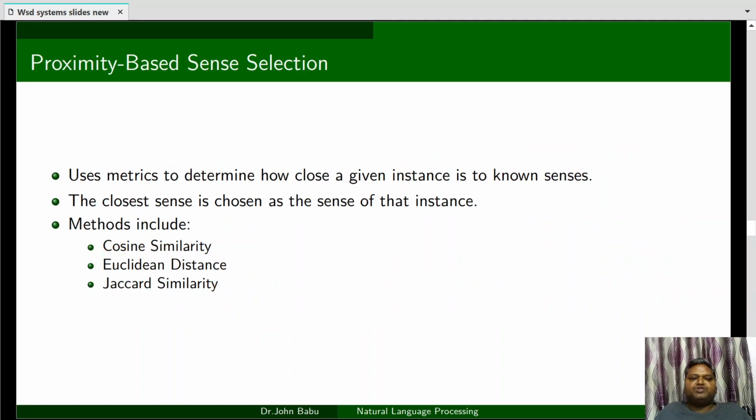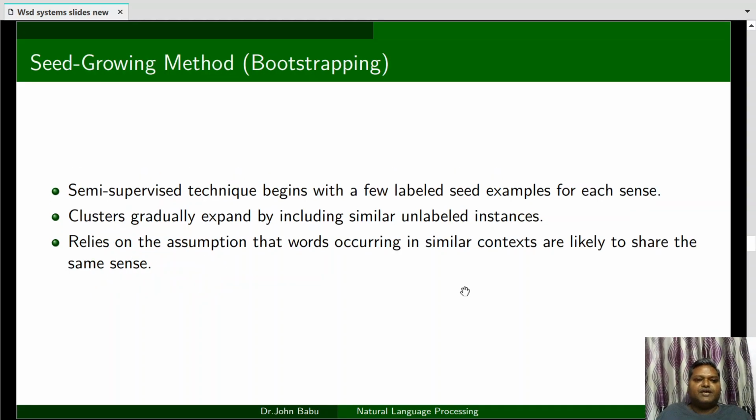The second method is proximity based, that means distance based. Even k-means is also a distance based algorithm. So to measure the distance, we have used Euclidean distance, cosine similarity, and Jaccard similarity. Now the thing is, we have to measure the distance between word senses. How do we do that? That is another interesting aspect.